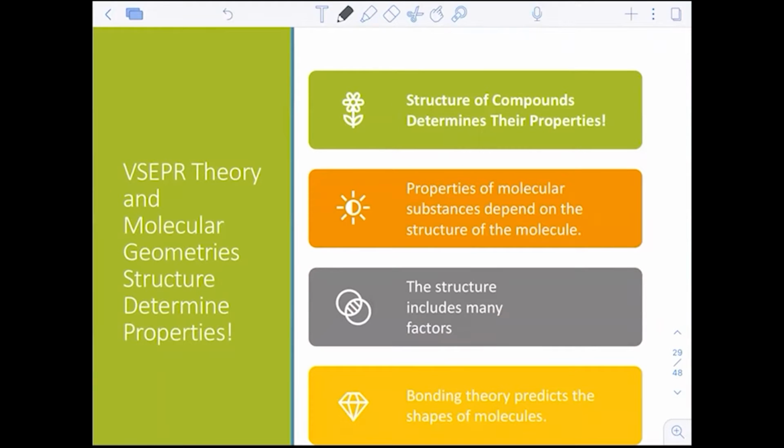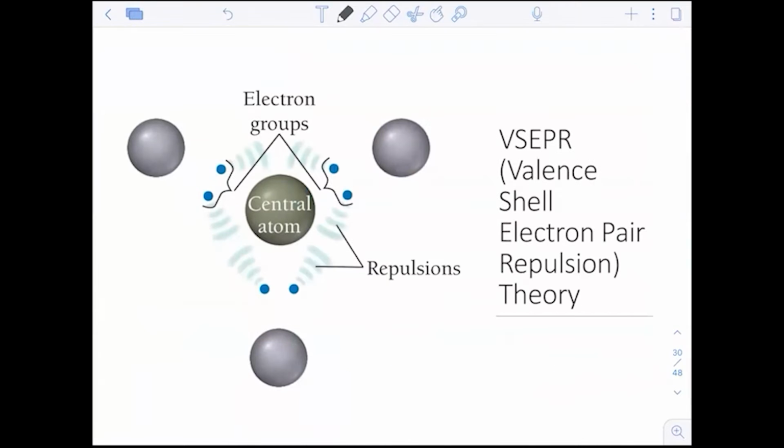We are going to talk about VSEPR theory and molecular geometries. Again, Lewis structures are the most important thing to be able to discuss. Once you get the Lewis structure down, then you can relate to the table. Now, the structure of the compound determines their properties, and that would be looking at polarity overall. It would be looking at the shape of the molecule, and that's what bonding theory predicts, the shapes of the molecules. Valence shell electron pair repulsion theory, VSEPR theory.